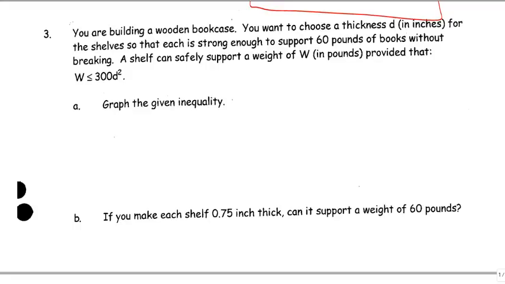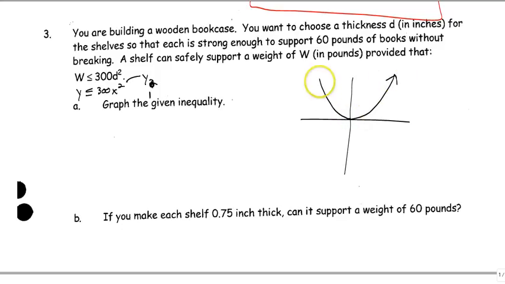Well, we know that W has to be less than or equal to 300d squared. So you can think of this as y equals 300x squared, if you want. When you graph this inequality on your calculator, just put this as y1, and then graph it. This is going to be a solid parabola. Now you're going to have to fix your window to look at this, but it'll end up looking like this. There's a 0, 0, and it says graph the inequality.